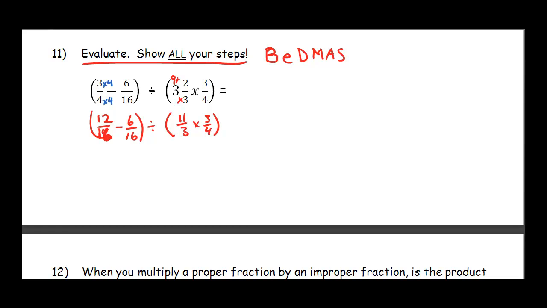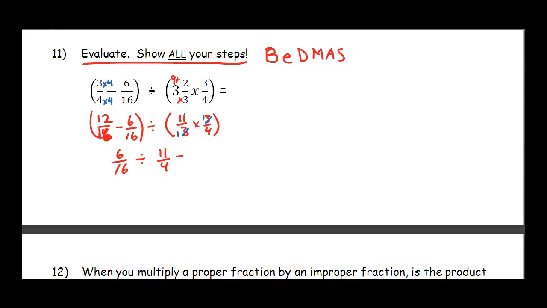So 12 minus 6 is, what is that? 6 over 16 divided by 11 times 3 is, oh, wait a minute. Look at this. Before I do that, I can simplify this. I can go, well, 3 and 3 go into each other. So this is 1. So 11 times 1 and 3 times 4. So our answer is 11 over 4.